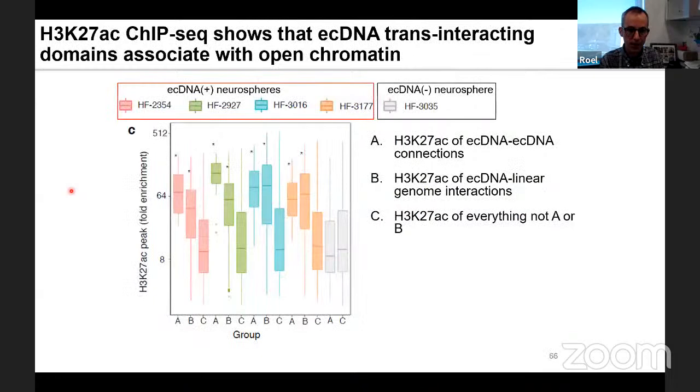We then measured H3K27 acetylation using ChIP sequencing, and then split the genome of four different ecDNA-containing neurosphere models into three groups. The first group is H3K27 acetylation of the ecDNA itself. The second group is H3K27 acetylation of those domains where ecDNA is making a connection to a linear DNA segment. And then finally, the rest of the genome. And the consistent pattern we're finding is that where ecDNA is making a connection, there's a higher H3K27 acetylation signal, suggesting that ecDNA is preferentially making a connection to regions that are poised for transcription.